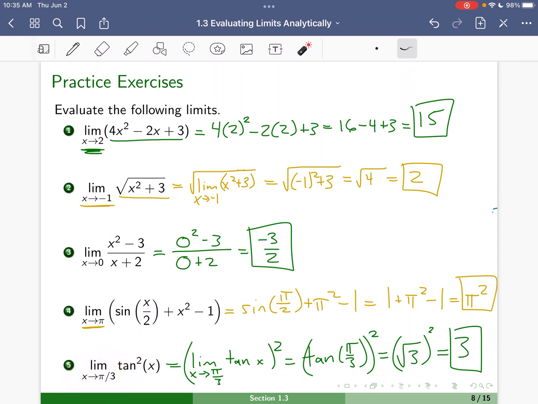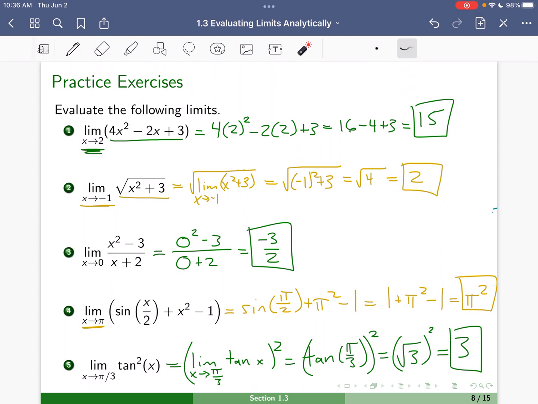Now up here on this third example, what would have happened if we had x approaching, instead of 0, x approaching -2? Well, if we had -2, we would get a 0 in the denominator. So direct substitution is not going to work there. But that doesn't mean that the limit does not exist. We just have to deal with it in a different manner. And we will look at that in the future.